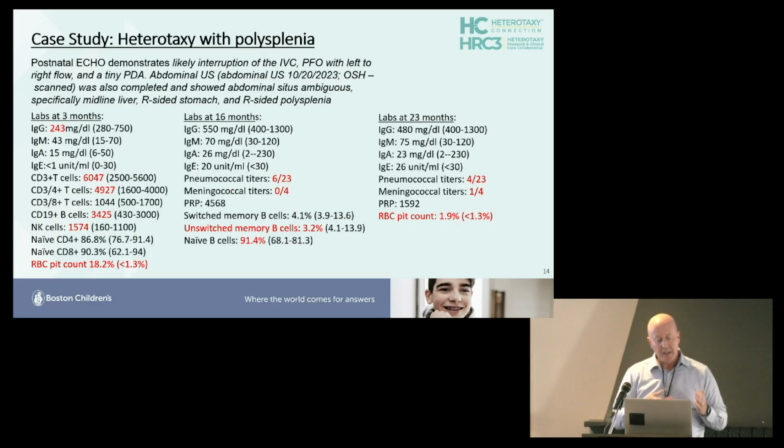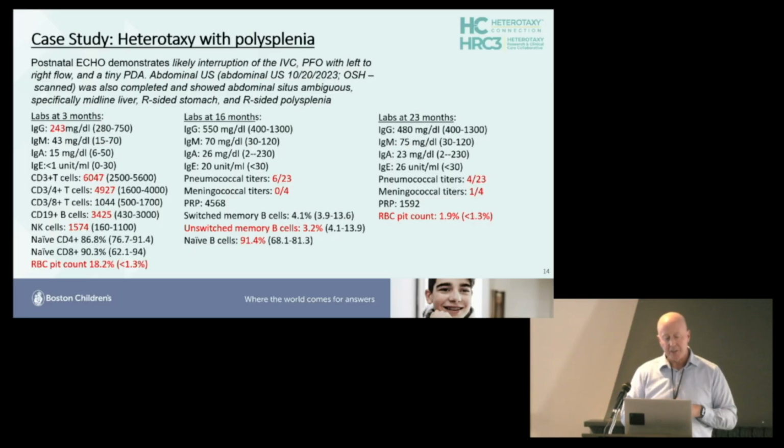We noted that lymphocyte populations were good, maybe even a bit of a lymphocytosis, which may have represented a sort of a reactive condition. But importantly, the RBC pit count in this patient was quite high at 18.2%, which, as we mentioned before, is kind of in the realm of asplenia. So that was a bit of a surprise.